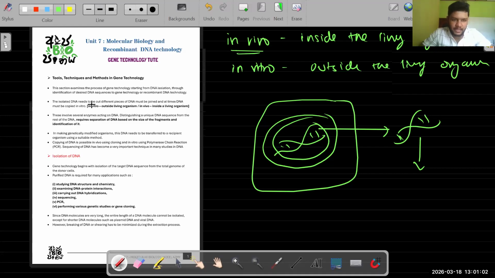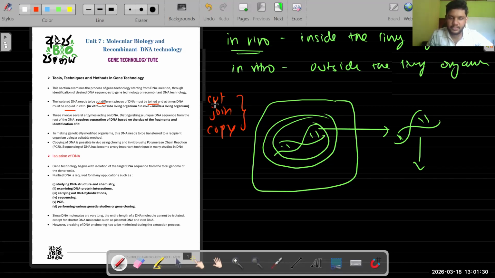The isolated DNA needs to be cut. Then they're saying it should be joined and it should be copied. See here, they have mentioned three main important activities that should be done. What are they? They should be cut, they should be joined, and they should be copied. These three are the activities involved in DNA isolation. Cut, join, and copy.